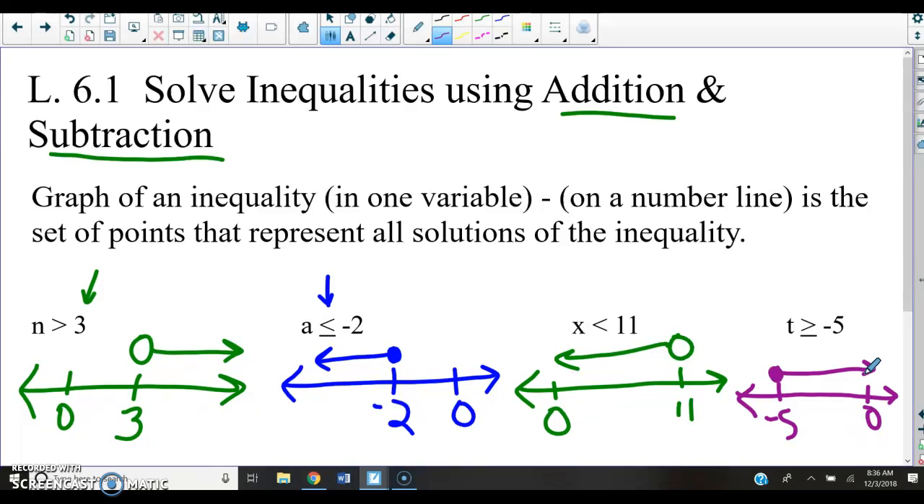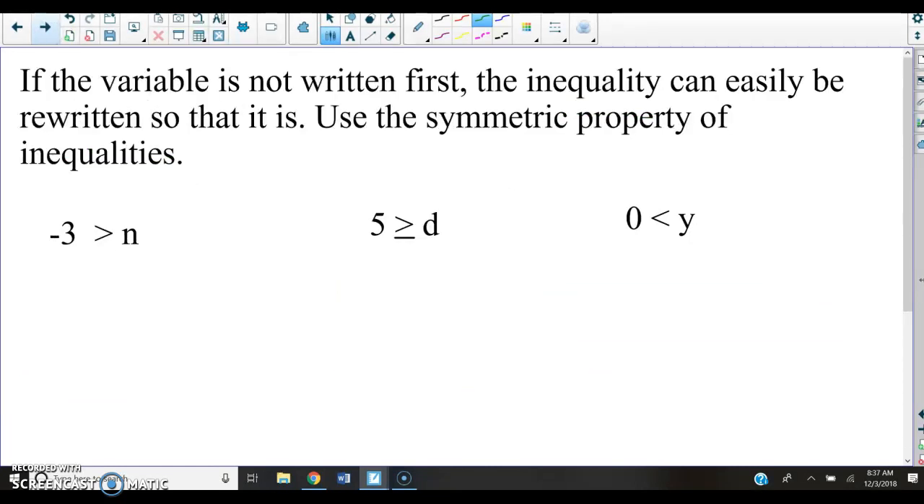When the x or the variable is first, the arrow on your inequality symbol matches the arrow on your graph. So for example, this inequality has the arrow pointing to the left, so does this one. They match. But if the inequality has the number first and the variable second, it can confuse us. It does me.